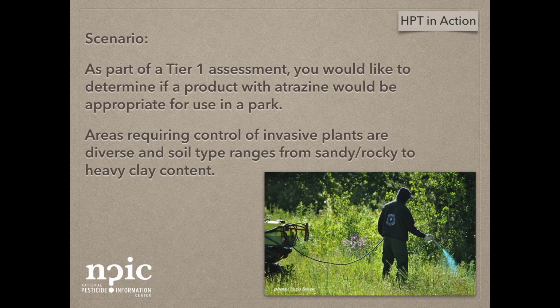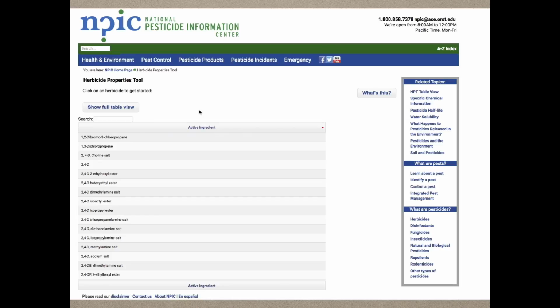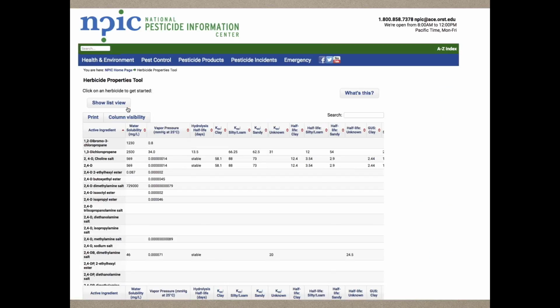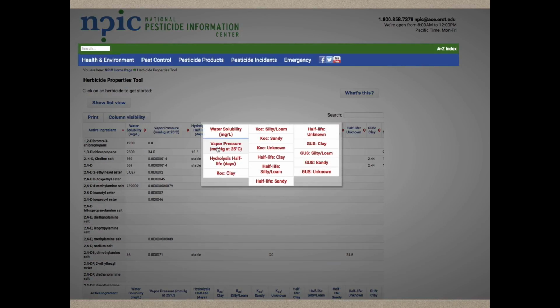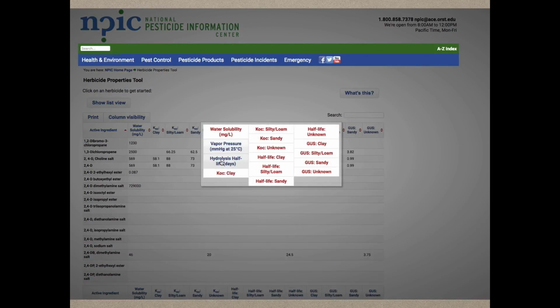So because maybe we have a more technical background here, all we're really looking for are the phys-chem properties for this herbicide. So instead of pulling up HPT in the list view, you open it up in the full table view. Too many columns to look through, we can limit the ones that are visible. Let's start by getting rid of vapor pressure and hydrolysis half-life.